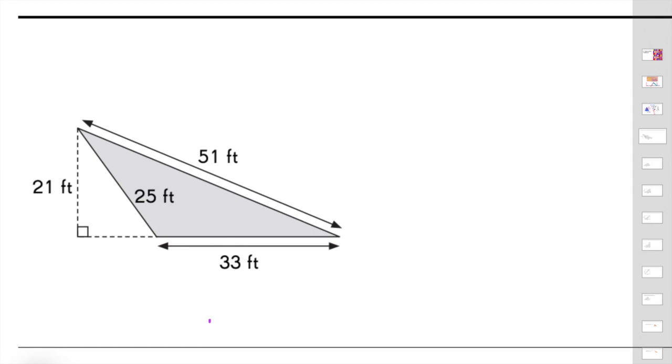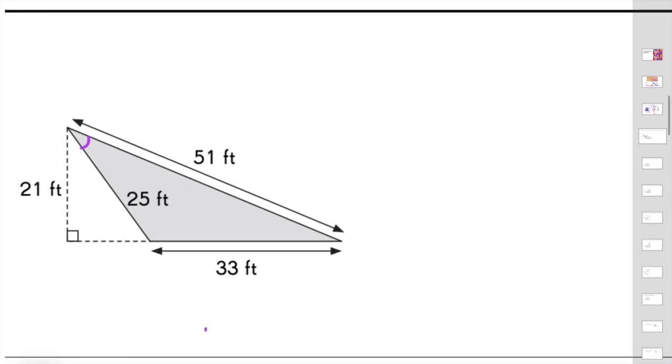Let's look at this next triangle. The first thing I want you to do, again, is look at the angles in this triangle. What do you notice? And how does that help you to classify what type of triangle this is? Is it an acute triangle, an obtuse triangle, or a right triangle? And be able to tell how you know.